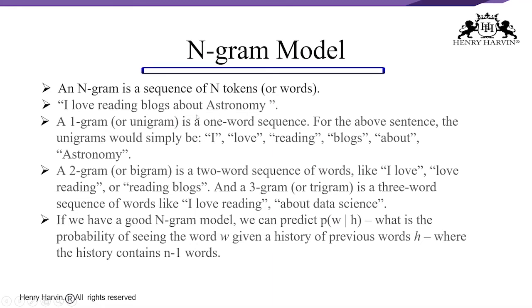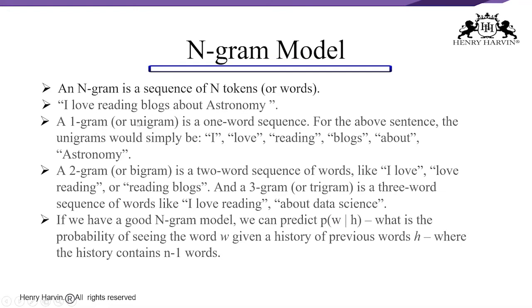Say, for example, I love reading blogs about astronomy. Here a unigram or 1-gram is a one-word sequence. So here the unigrams would be simply I, love, reading, blogs, about, astronomy. A 2-gram or bigram is a two-word sequence like I love, love reading, reading blogs, blogs about, about astronomy. And a 3-gram is a three-word sequence like I love reading, or say, I love reading about data science, something like that.